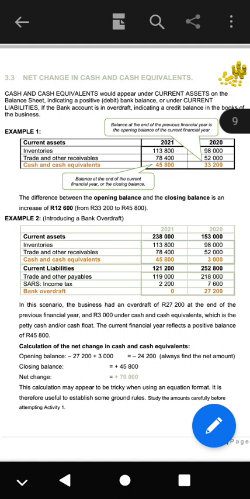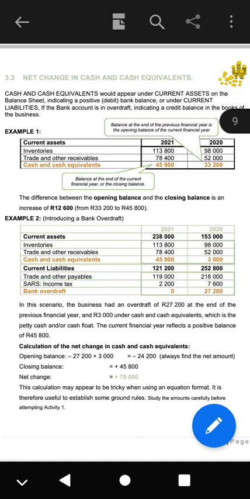Cash and cash equivalents would appear under current assets on the balance sheet, indicating a positive debit balance, or under current liabilities if the account is in overdraft, indicating a credit balance on the books of the business. Okay, so the cash and cash equivalents, you can either find them under current assets if it is a positive bank balance, or you can find them under the current liabilities if it is a credit balance or an overdraft.